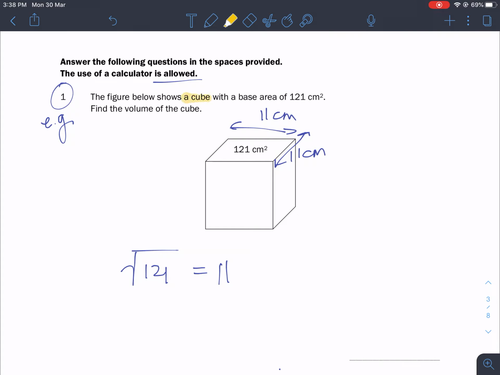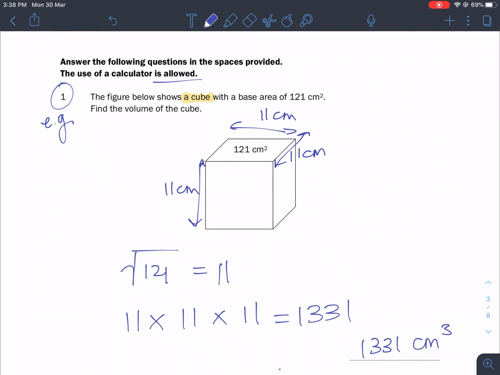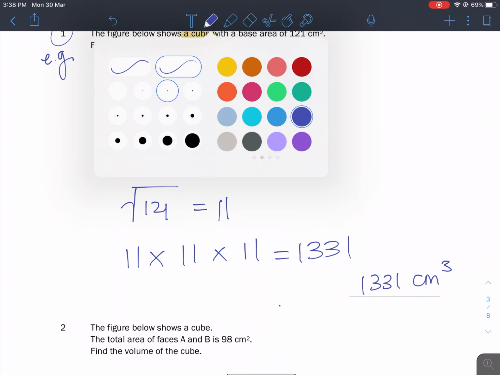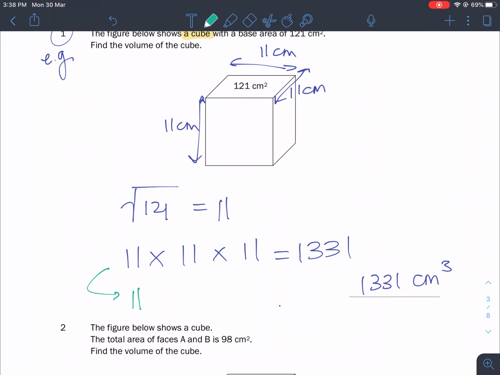What do we know of cubes? The length, breadth and height is the same. So the height would be 11 cm as well. So the volume of the cube will be 11 times 11 times 11. Key that into your calculator. You should get 1331. So the answer will be 1331 cm cubed. If you don't want to present it this way, I'm going to show you an alternative way to present. You can also key in 11 cubed equals to 1331. It's also acceptable.